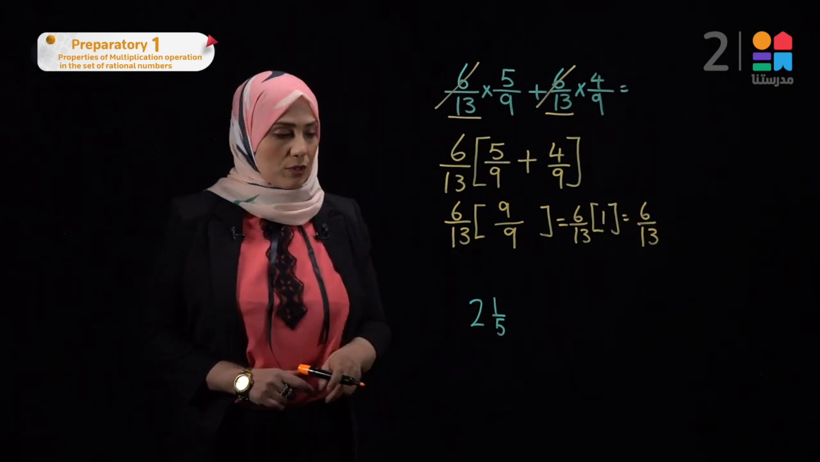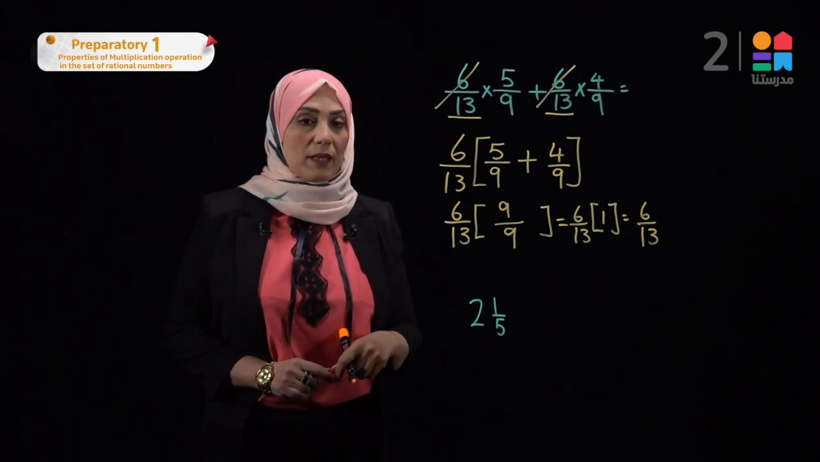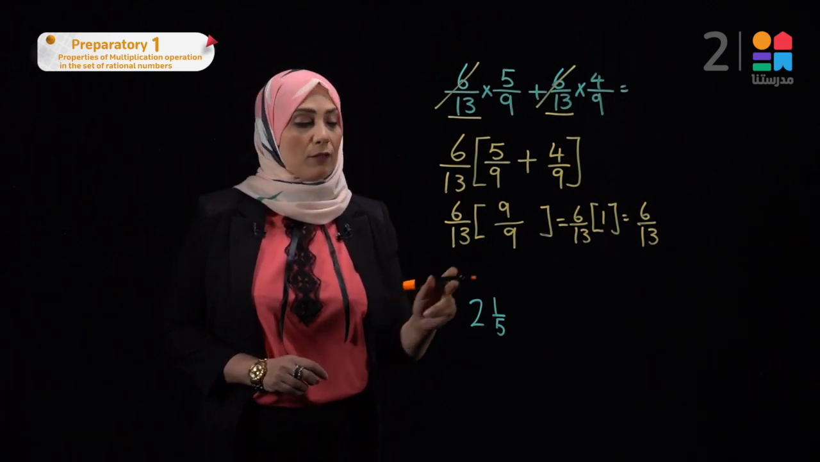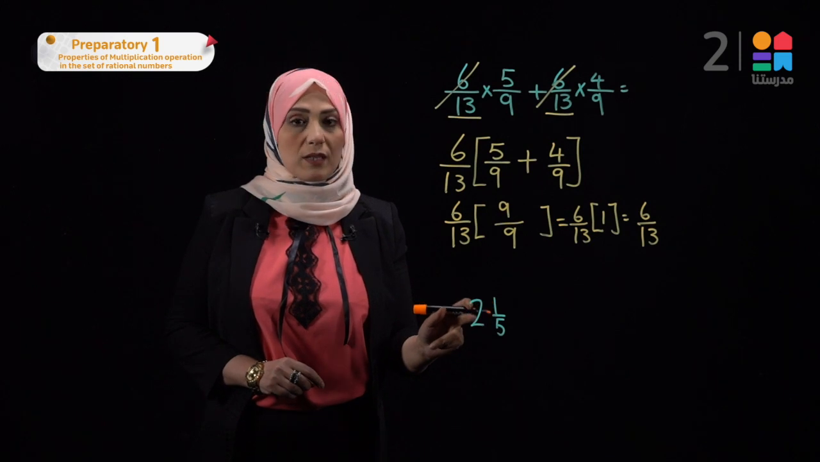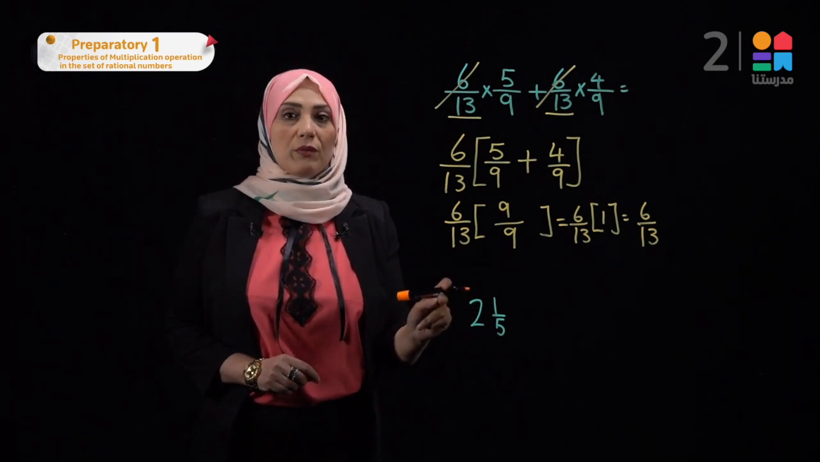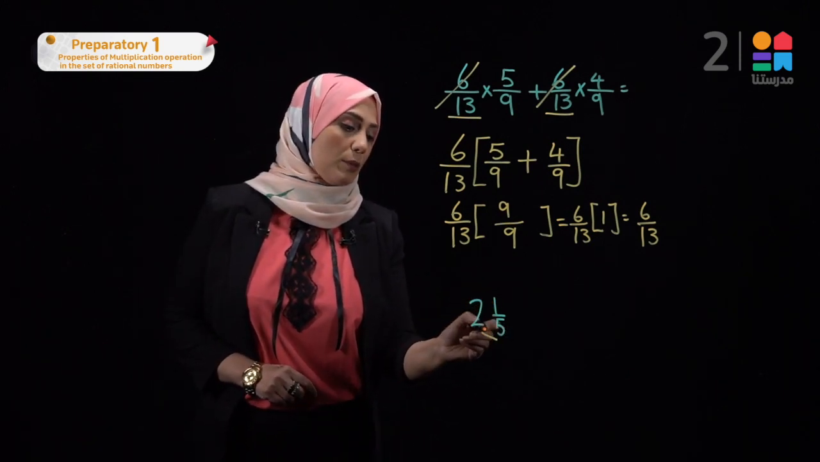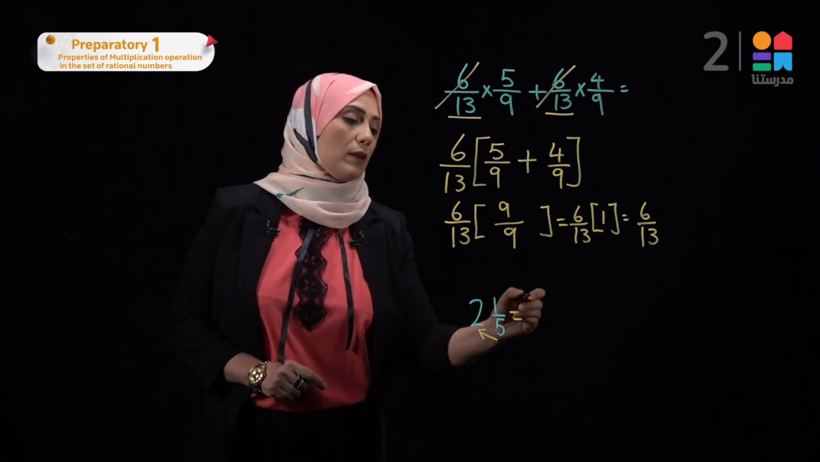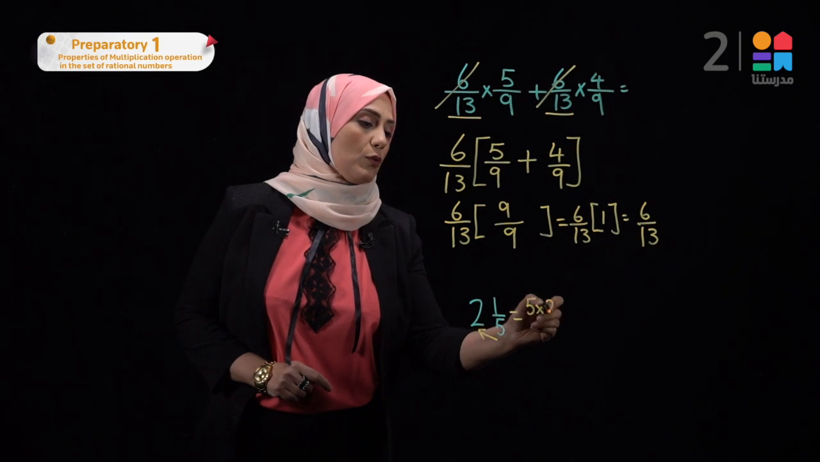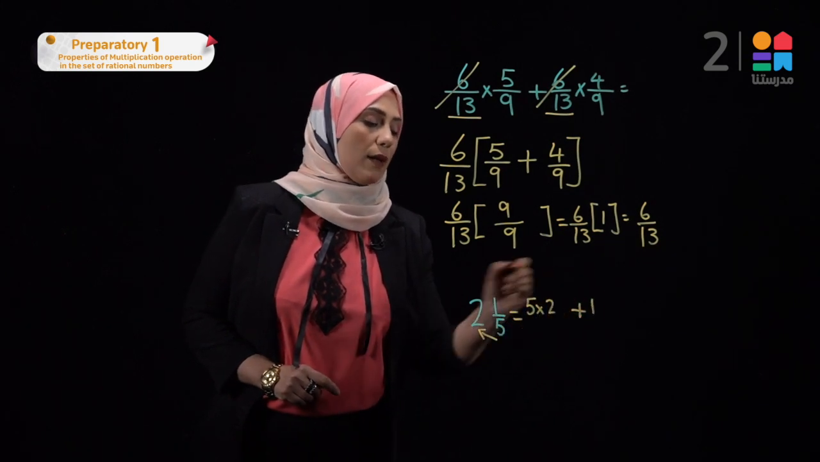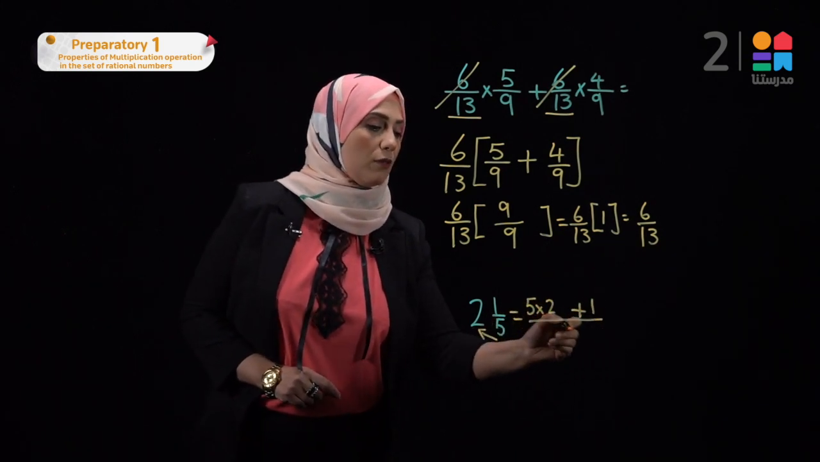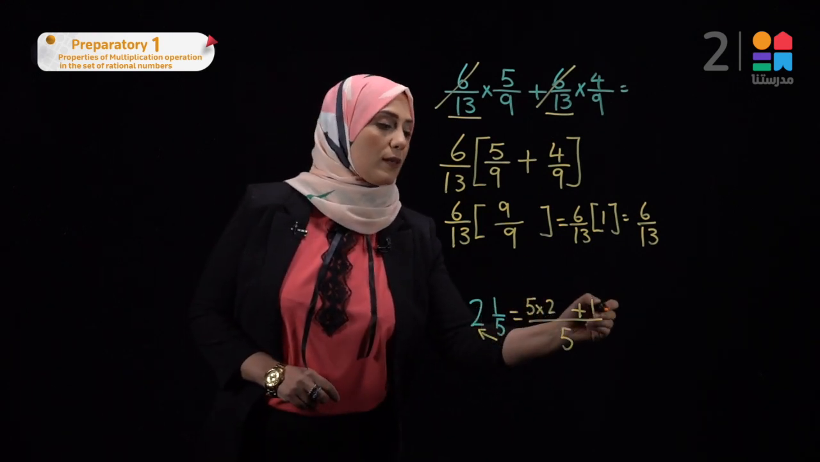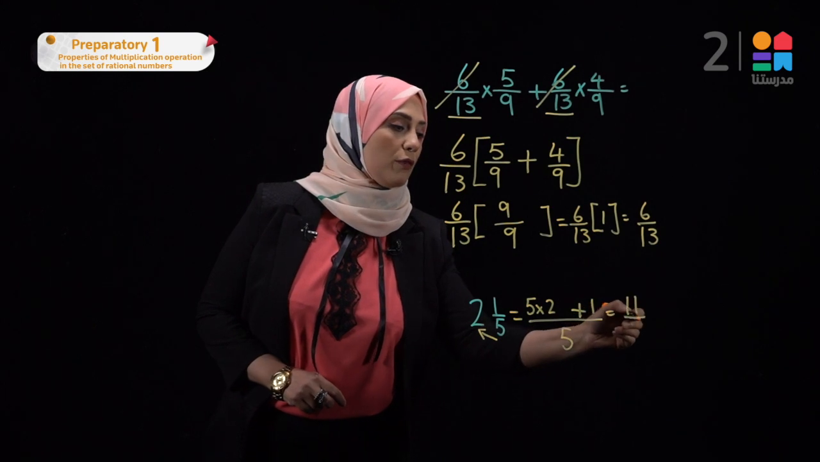The second question is to find the multiplicative inverse. To find the multiplicative inverse, we have to rewrite this mixed number as an improper fraction. So we need to multiply 5 times 2, then add 1, over 5. 5 times 2 is 10 plus 1 is 11 over 5.